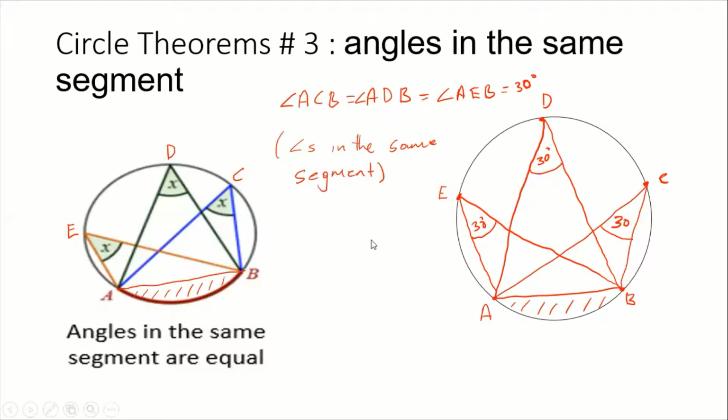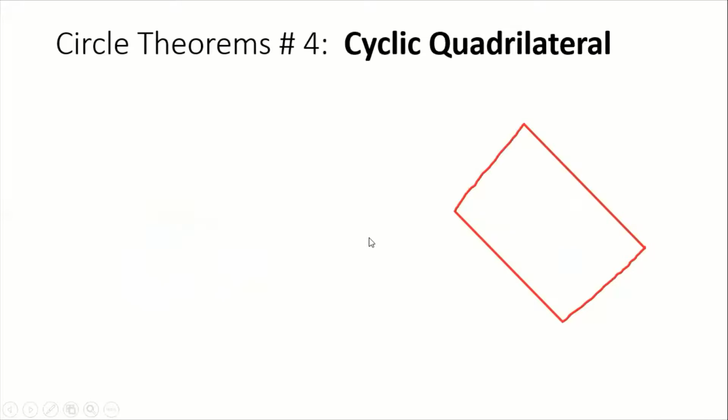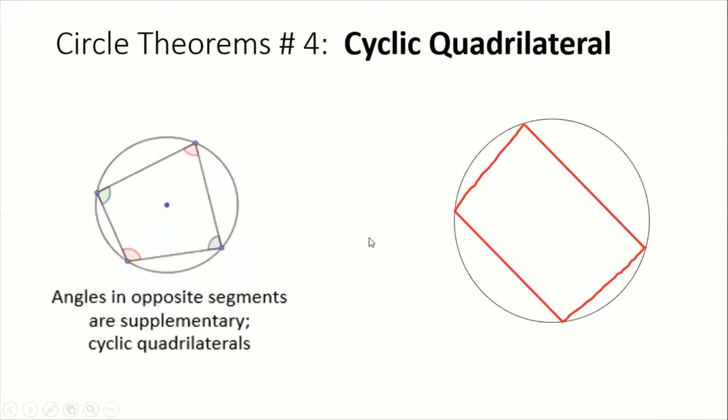Let's look at theorem number 5. Theorem number 5 is about a quadrilateral, but not just any quadrilateral. It is about a special quadrilateral, which we call the cyclic quadrilateral. And what this rule states is that angles in opposite segment are supplementary.